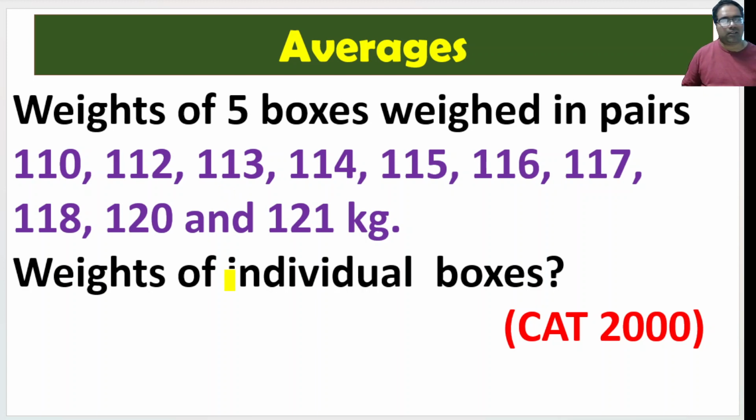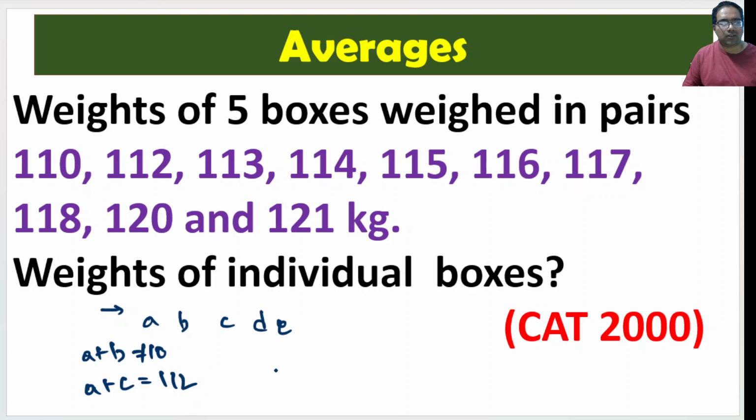So for example, let's call the boxes A, B, C, D, E in ascending order. Then A plus B should be 110, and A plus C should be 112. Similarly, E plus D should be 121, and E plus C should be 120. We cannot say A plus D is actually 113. We cannot say that because D can be exceptionally good, so that even B plus C can be less than A plus D.